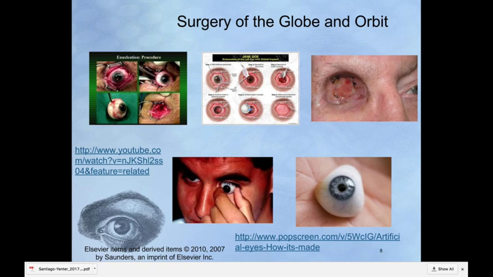A conformer is often temporarily inserted to shape the orbital cavity after enucleation. Once the area has healed, an artificial eye designed to allow blood vessels to infiltrate the implant material of hydroxyapatite is implanted.